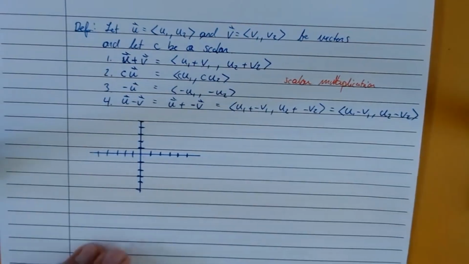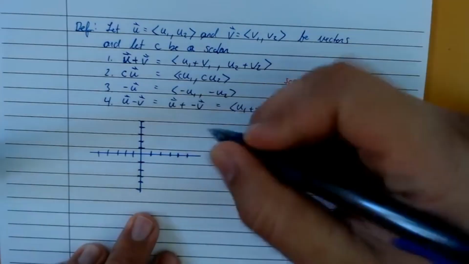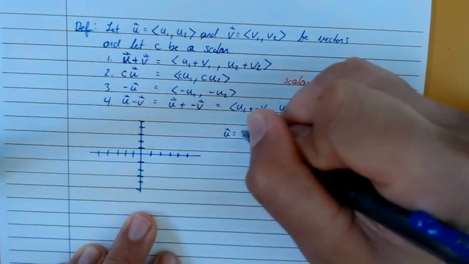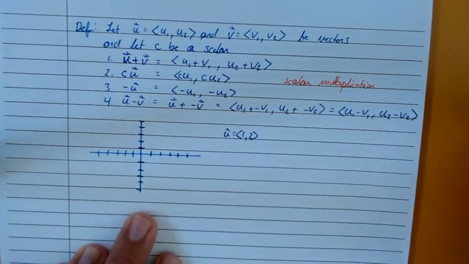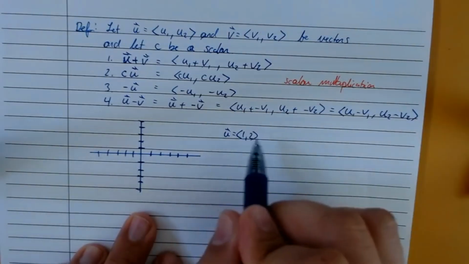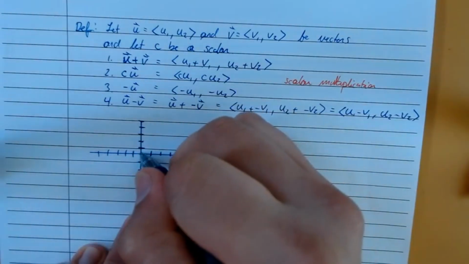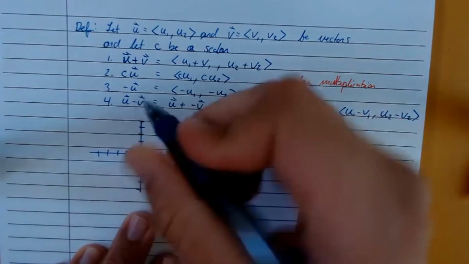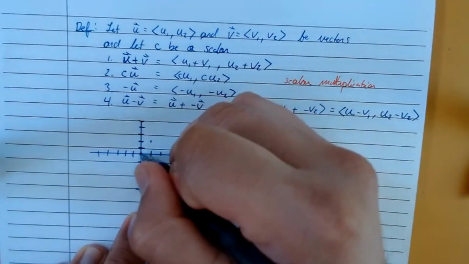Okay, let's go ahead and add two vectors together. Let's say the vector u is equal to 1, 2. Keeping things nice and simple, in component form, that's 1, 2, which means it's starting at the origin and ending at 1, 2. Well, that's a vector.